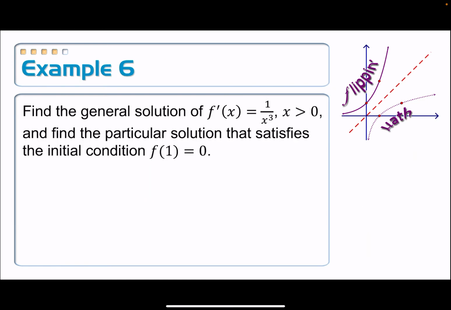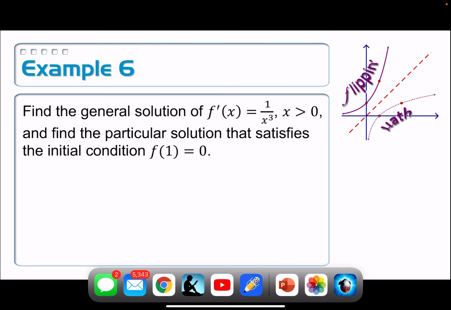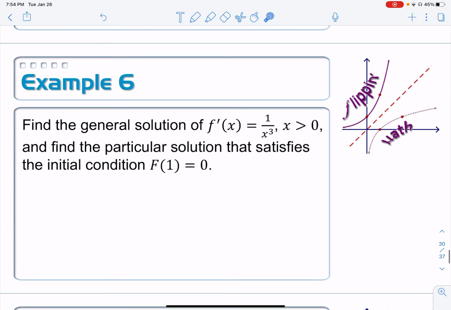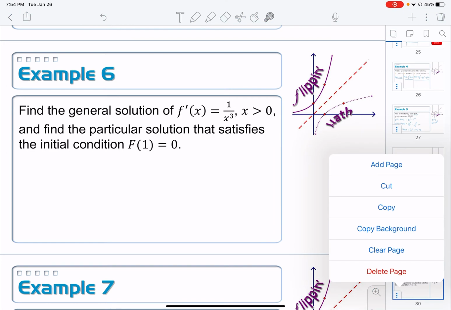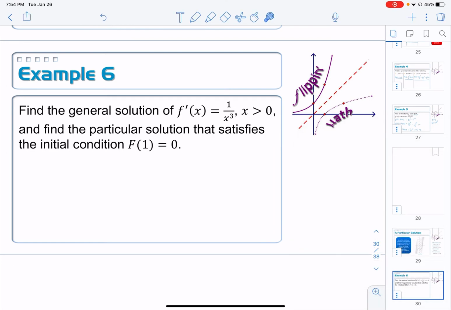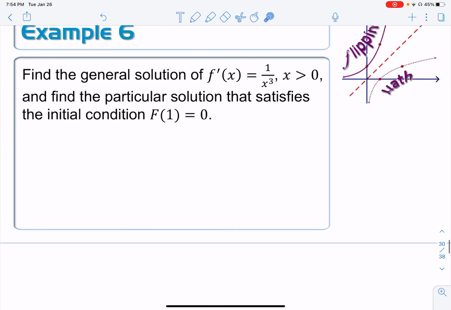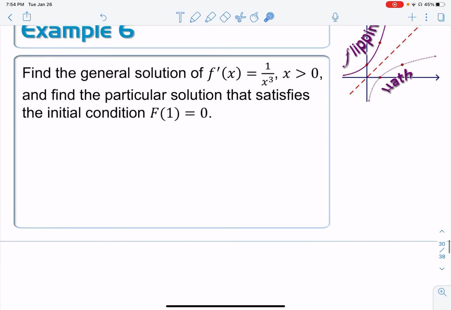Let's give that a try here on example 6. Find the general solution of f prime of x is equal to 1 over x cubed, given that x is greater than 0, and find the particular solution that satisfies the initial condition that f of 1 is equal to 0. So kind of a two-step process here. We're going to find the general solution first, and then once we do, we have an initial condition, we can plug that in there, and find out what our c is supposed to be.